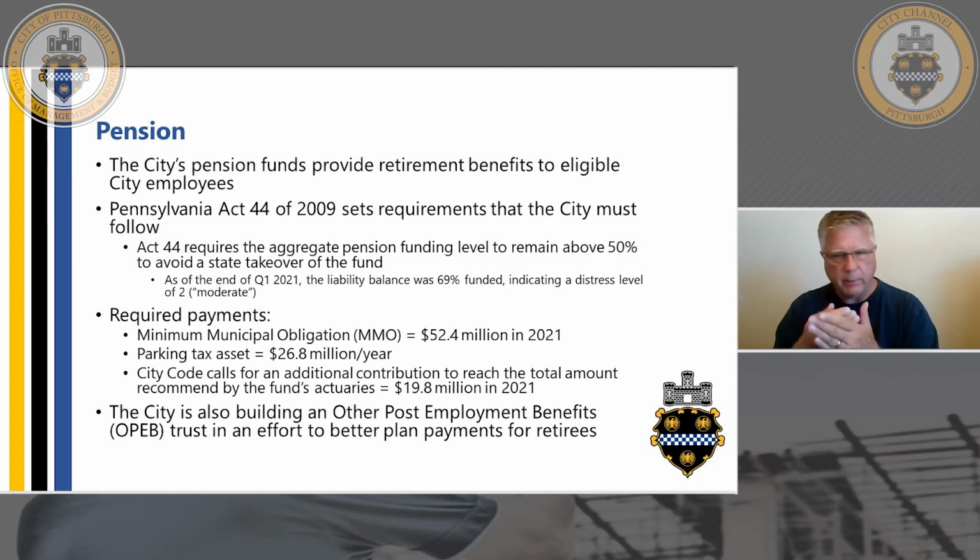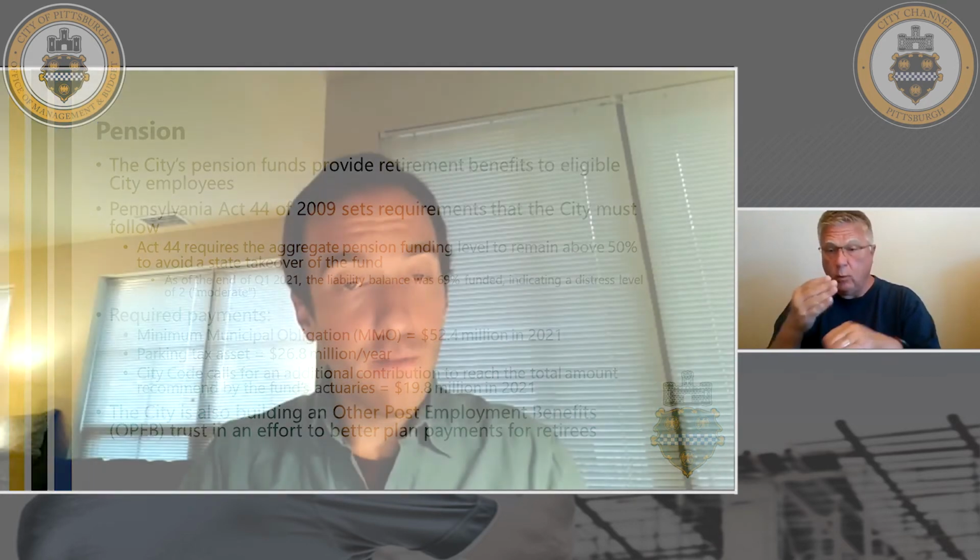As of the end of the first quarter, that liability balance was 69%, indicating a distress level of 2, which is moderate. It's very close to 70%, which is the threshold for a distress level 1, minimal. So we are getting a lot better, and we have over the year with some pretty intense fiscal oversight. It's getting better. It's still a long ways to go. And it does consist of some required payments.